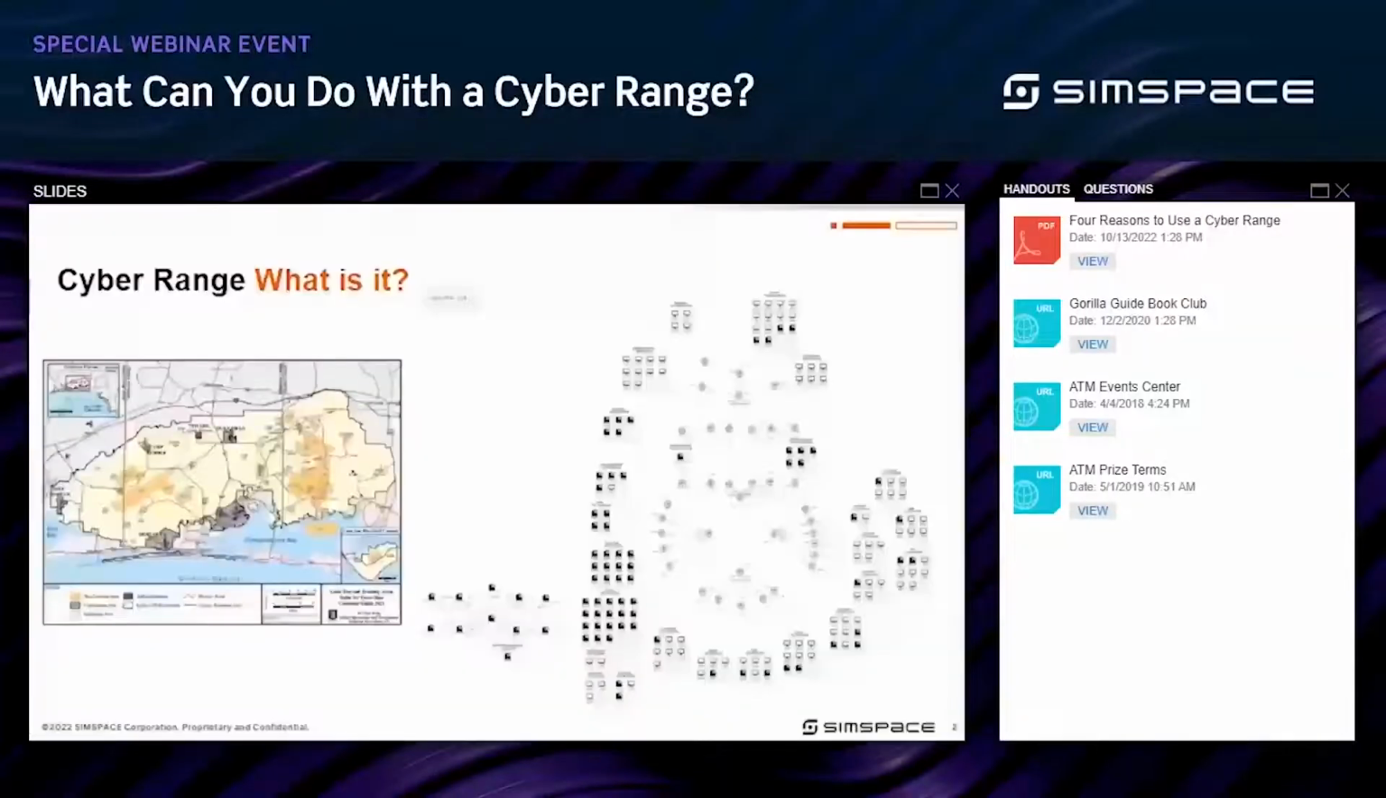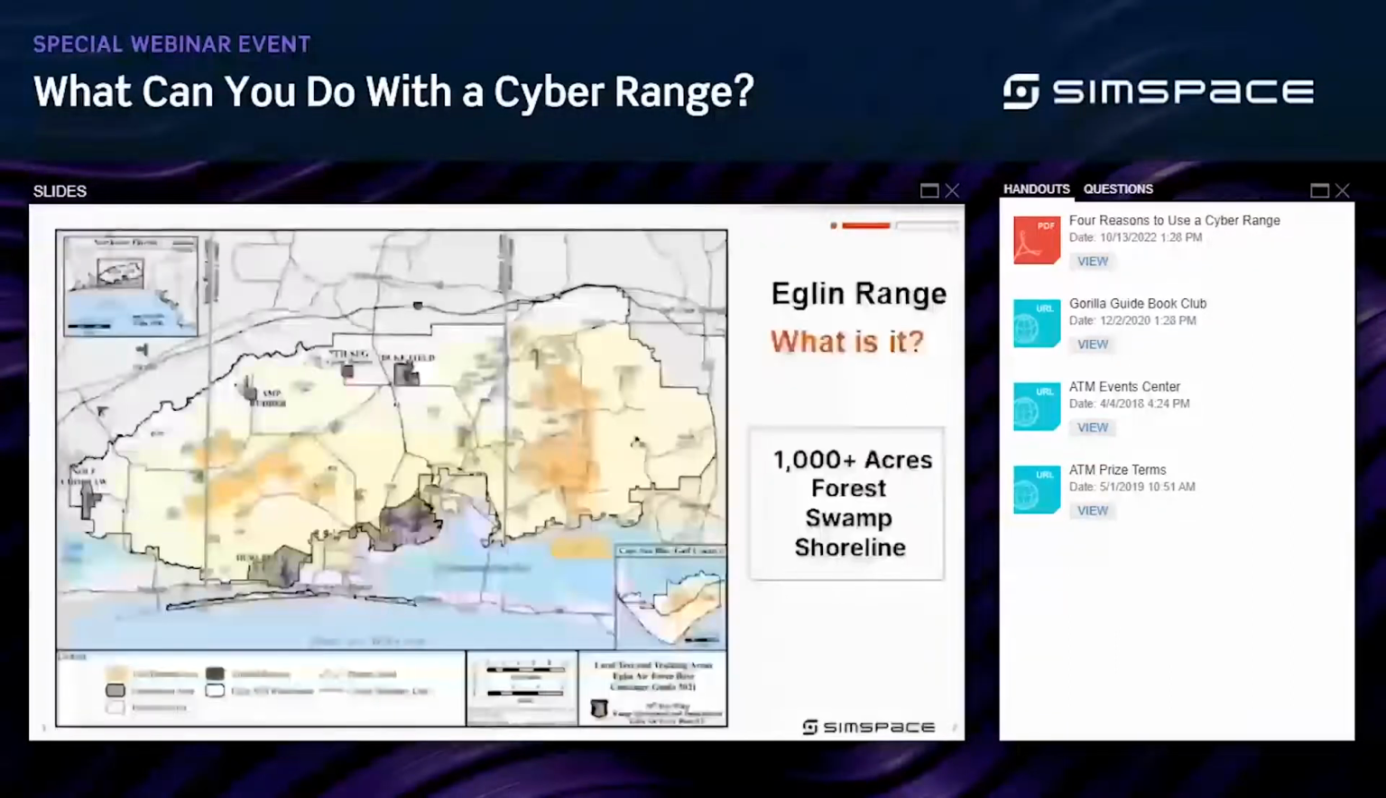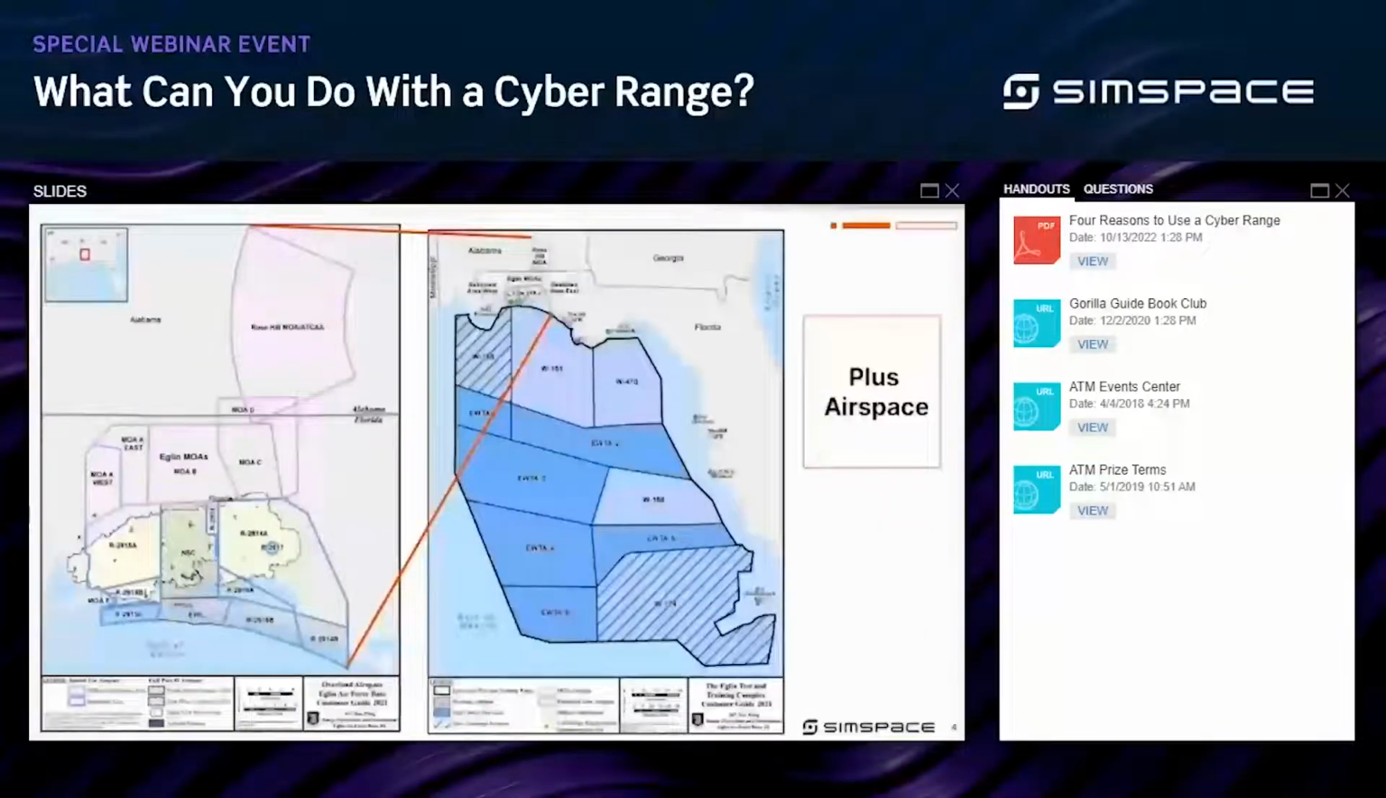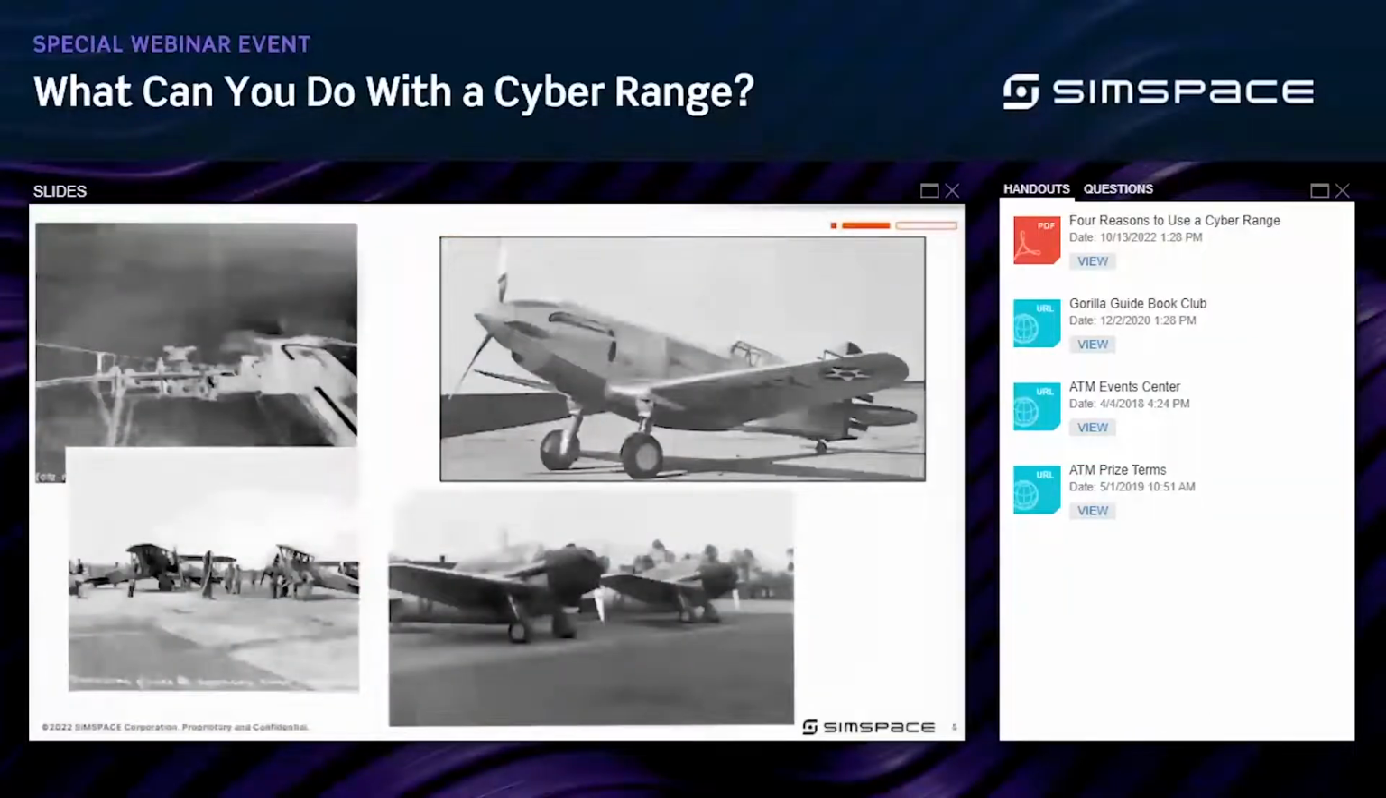So a cyber range, over here on the right, is a giant network. On the left, we've got the Eglin Range, and let me do a little bit of history. I'll take a couple minutes for this. The Eglin Range is a landmass of over 1,000 acres of forest, swamp, and shoreline down in the Florida Panhandle. And on top of that, there's also airspace that covers large portions of the Florida Panhandle, southern Alabama, and a giant chunk of the Gulf of Mexico.